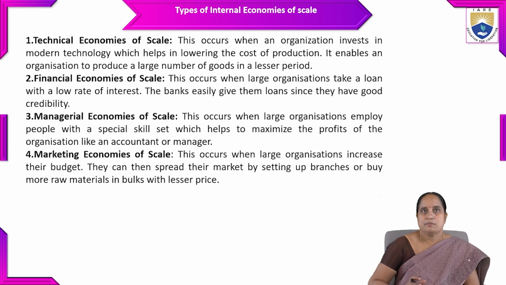And third type is managerial economies of scale. This occurs when large organizations employ people with a special skill set which helps to maximize their profits, like an accountant or manager. And fourth one, marketing economies of scale. It occurs when large organizations increase their budget. They can then spread their market by setting up branches or buy more raw materials in bulk at a lesser price.